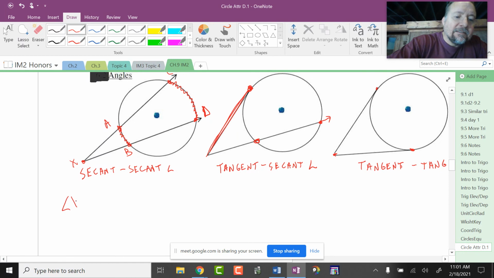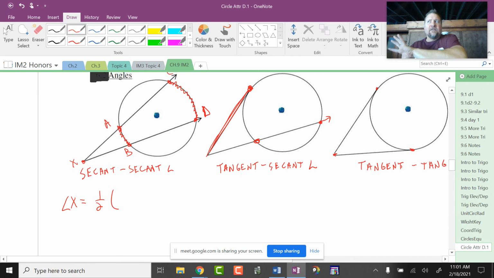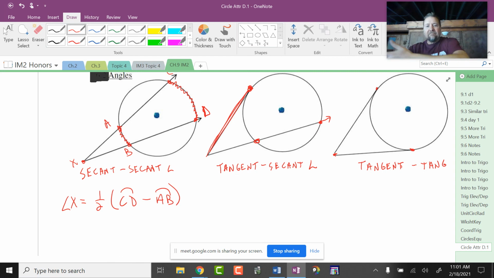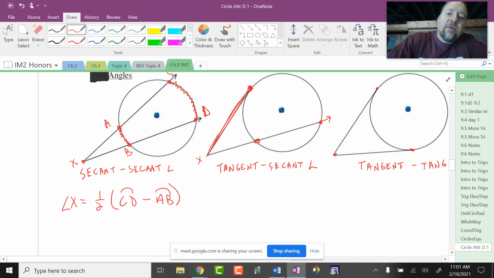So angle X is equal to half again, because there is a relationship with inscribed angles, but there's a change. It's big arc CD minus small arc. That was my description of moving the inscribed angle to a secant angle. You don't like it? Then just memorize. All right? And guess what? It's the same for this, but I'm going to mark this one a little bit better. A, B, C.